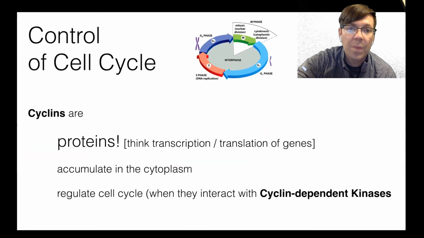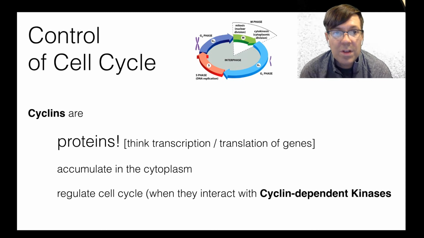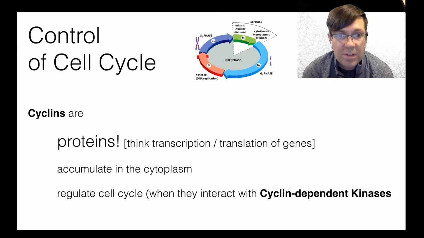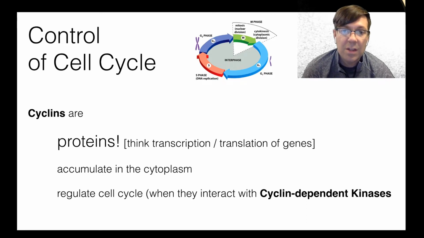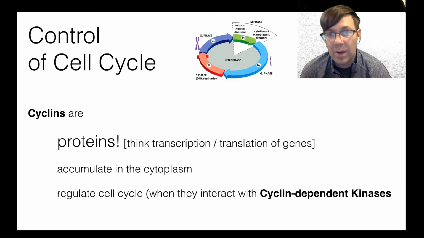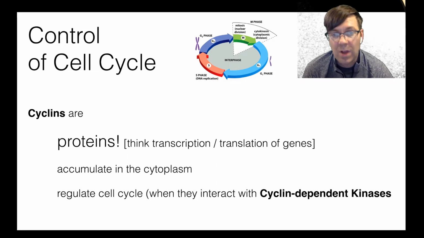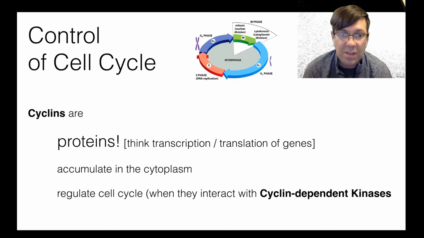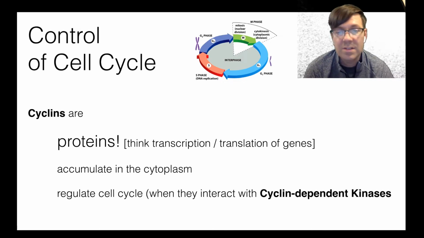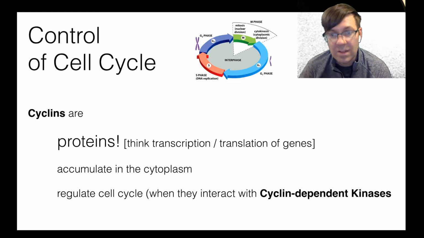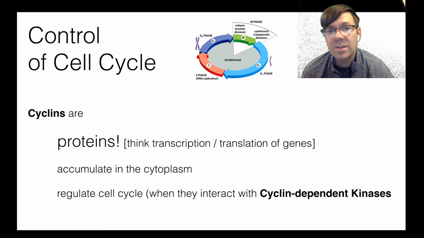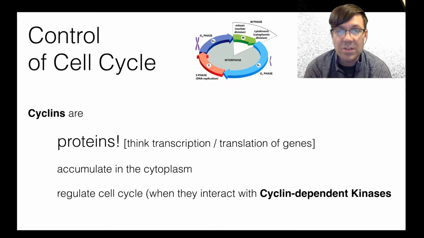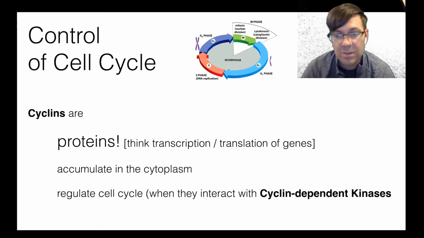So remember, your cell cycle is controlled by proteins present in the cytoplasm. Okay, so we have to think back to transcription and translation, that genes are active throughout the cell cycle, being transcribed to RNA, translated into proteins, and these cyclin proteins regulate the cell cycle by interacting with enzymes called cyclin-dependent kinases. So the sequence and timing of all these events in the cell cycle is constantly being controlled by the interaction of genes and proteins.